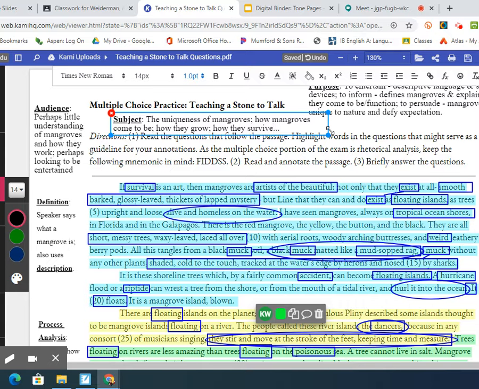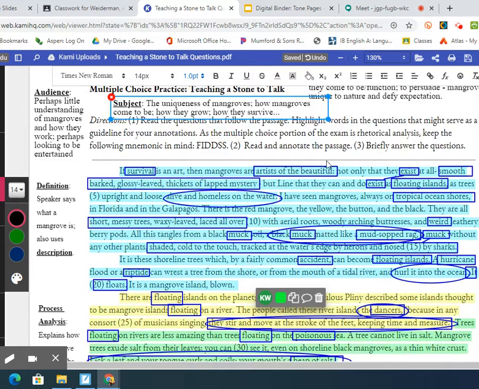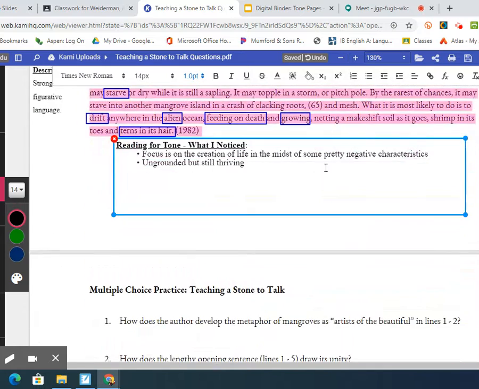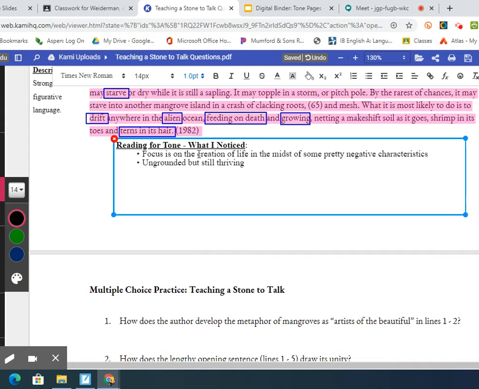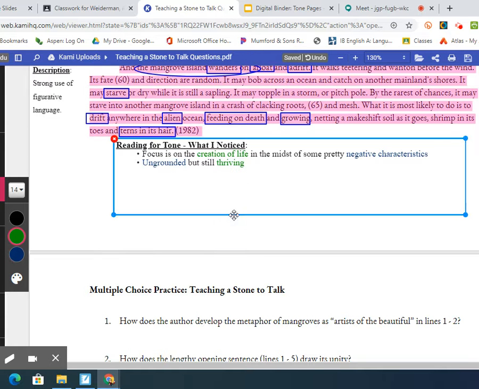How does she feel about it? So when we're looking at this, focus on the creation of life in the midst of pretty negative characteristics. So we've got creation of life next to that. We've got this next to this. So we have consistently oppositional ideas.